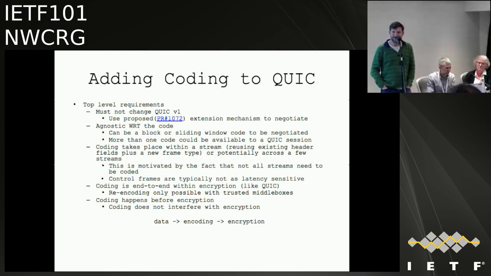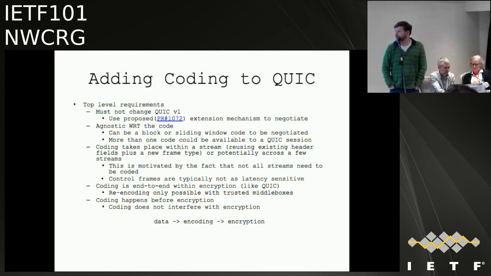This design mostly focuses on coding taking place within a stream or across multiple streams, focusing on the data actually being delivered. There are a few slides later about why we're shifting in that direction. But the key thing is not all streams actually need to be coded. Doing it on a packet layer is less natural. Control frames usually aren't as latency sensitive. And it also may fit with the QUIC extension mechanism a little more seamlessly.